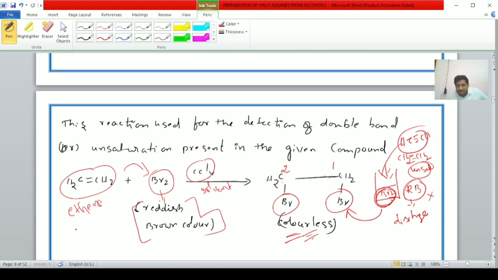From a competitive point of view, it is repeatedly asked, student, which of the following reagents can be used for the detection of unsaturation present in the given organic compounds? That is bromine in the presence of carbon tetrachloride, student. Right, students, this reaction we are discussing briefly once again, that is bromine in the presence of carbon tetrachloride, because it is important.